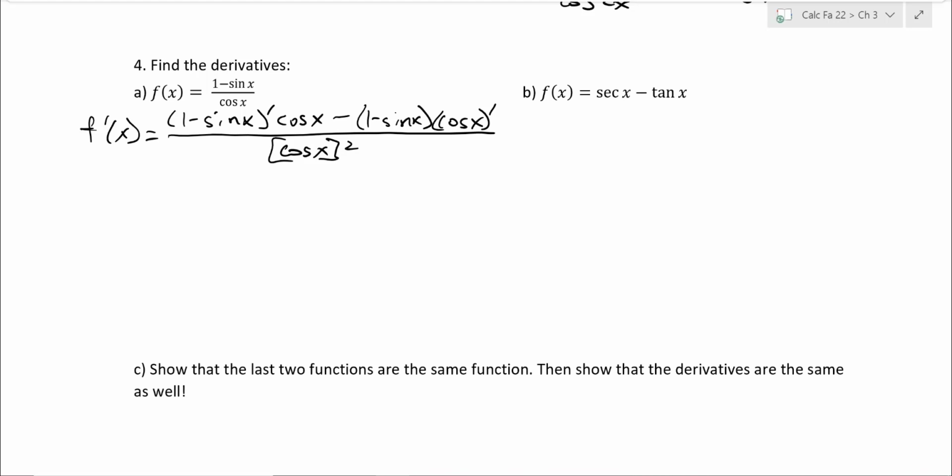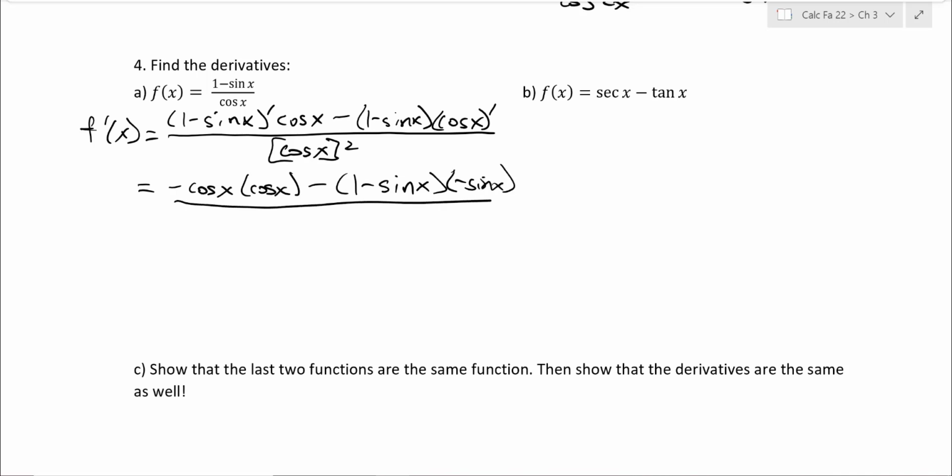And then we can work through. So the derivative of 1, the constant, is just 0. Our derivative of sine x would be cosine x. We've got the minus in front, so a minus cosine x times cosine x, minus the 1 minus sine x is going to stay. Our derivative of cosine x is minus sine x, all over cosine squared x.